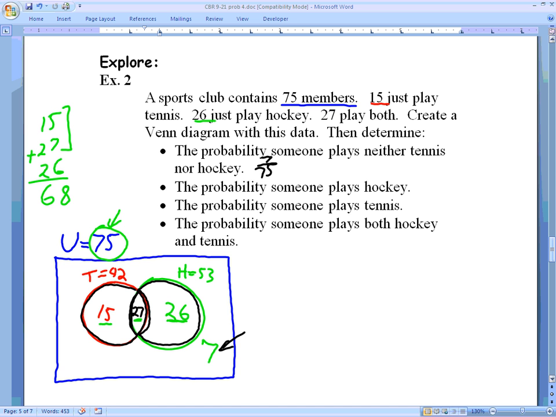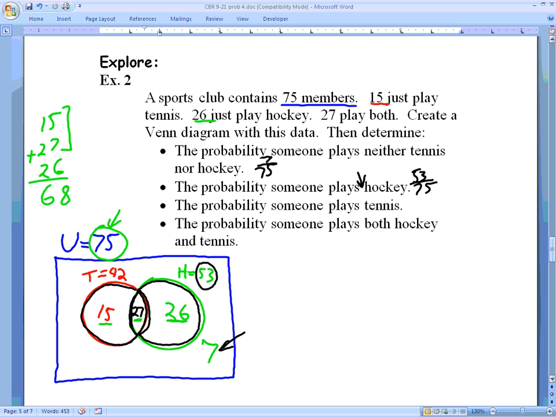The probability someone plays hockey is our second bullet point. Well, there were 26 who just played hockey, but this doesn't say just hockey or only hockey. It says hockey. And we added up and saw that there were 53 members playing hockey out of the 75 members.